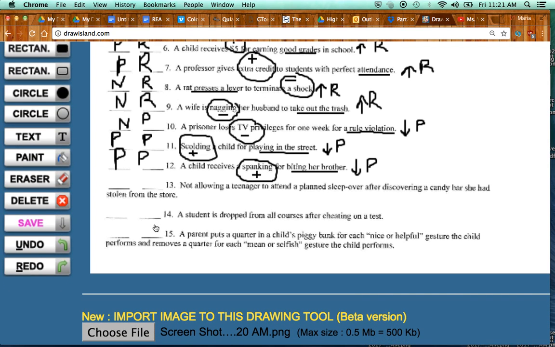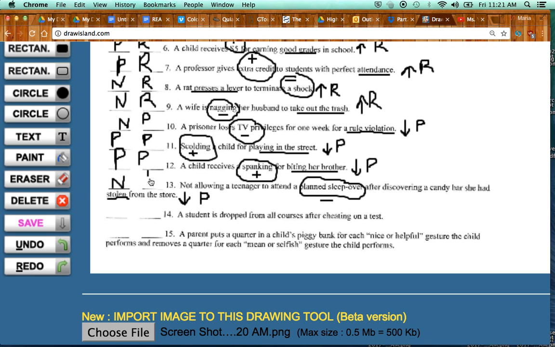Number 13, not allowing a teenager to attend a planned sleepover after discovering a candy bar she had stolen from the store. We want to decrease the behavior of stealing from the store, so that would be punishment. And because we are taking away a pleasant stimulus of the sleepover, number 13 would be negative punishment.